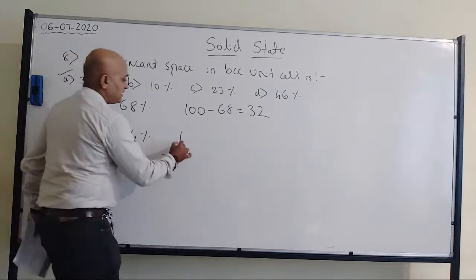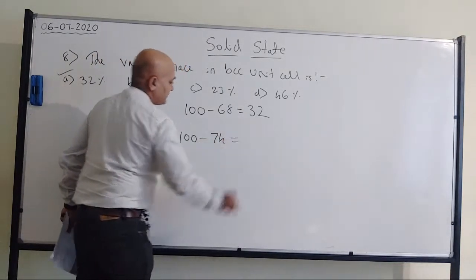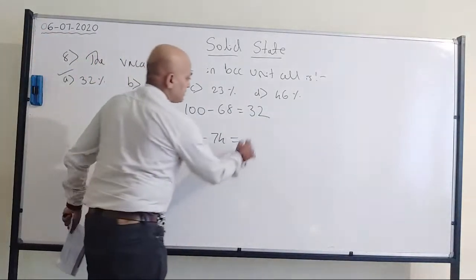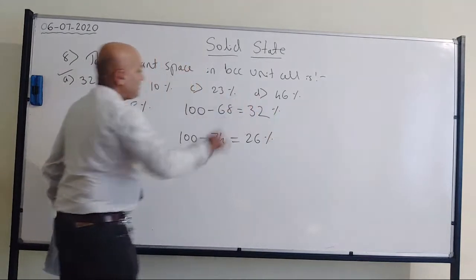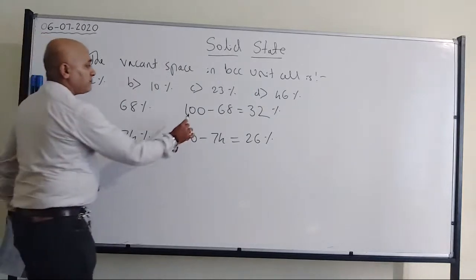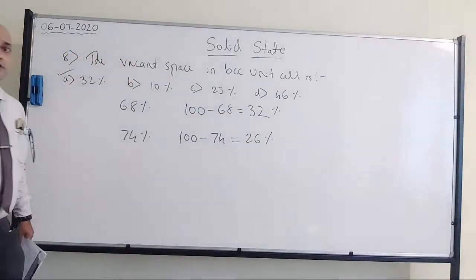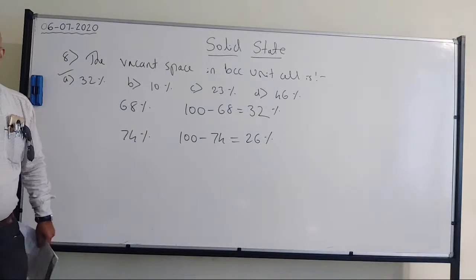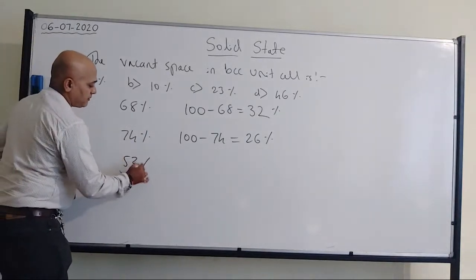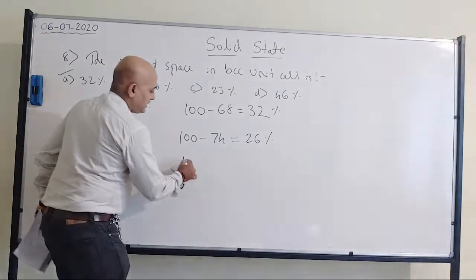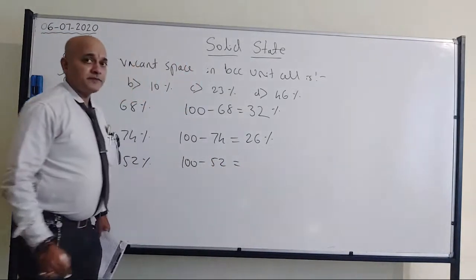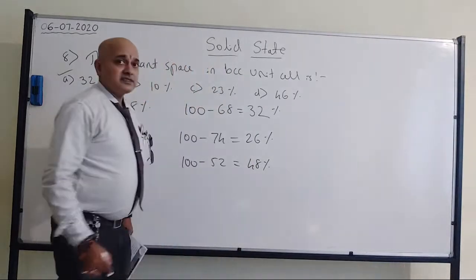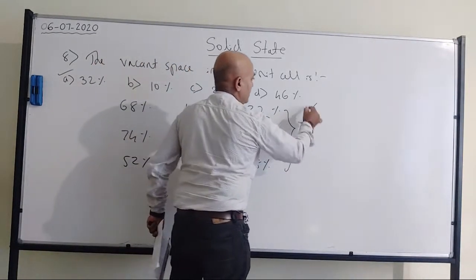For example, I have 74% approximately. So naturally 100 minus 74. How much? Anyone? It will be 26%. So why are we making it a percentage? Because we are subtracting from 100. So anything related to 100 we will consider as a percentage, right? Same thing for simple cubic packing, where it will be approximately 52%. So then 100 minus 52 will be the vacant space. How much? It will be 48%.